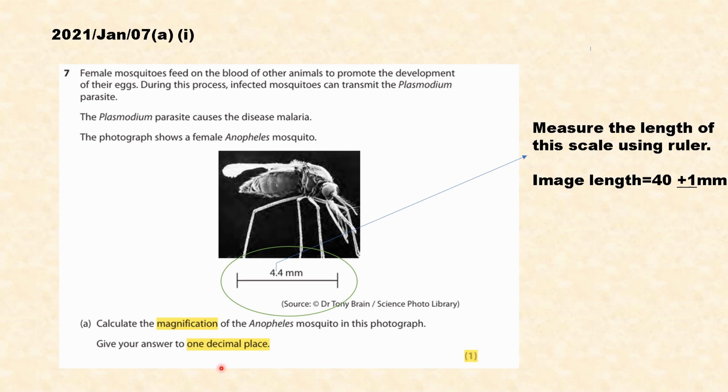The question asks you to calculate the magnification, and it specifically says that your final answer should be to 1 decimal place. Be sure to give the answer as it is asked. If not, you could lose your marks. And you can see this question is worth 1 mark out of 80.